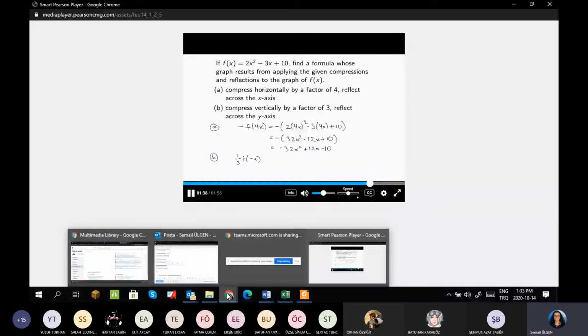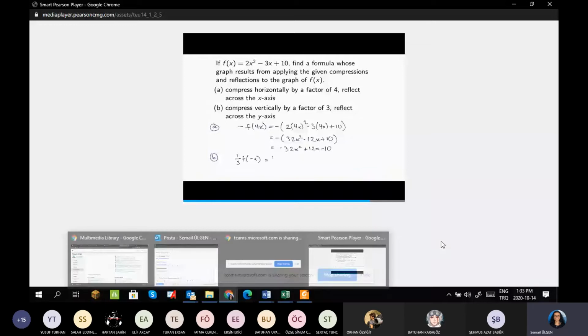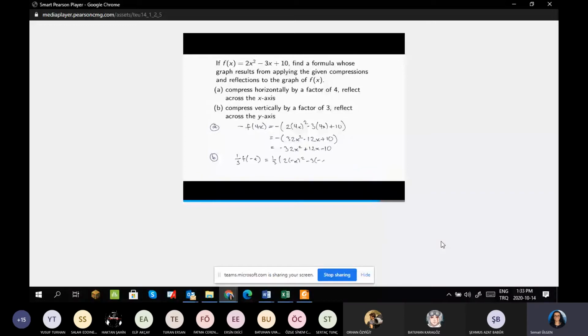The formula we want then is 1/3 of the quantity 2 times negative x all squared minus 3 times negative x plus 10. That's 1/3 of 2x squared plus 3x plus 10. So finally, we've got 2/3 x squared plus x plus 10/3.